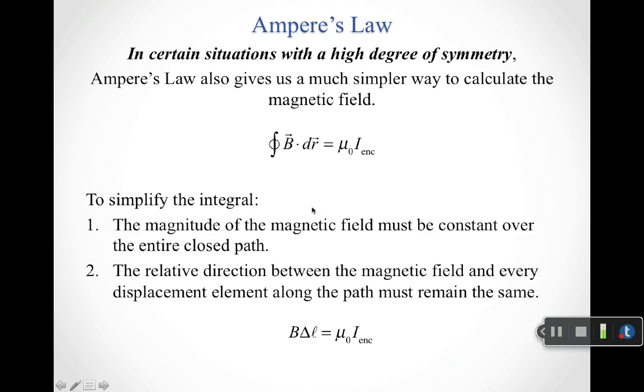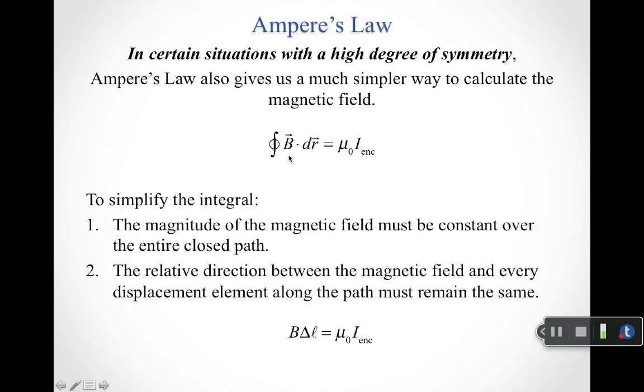Now, in the same way that with Gauss's law we said it's very useful when we have high degrees of symmetry to calculate the electric field, Ampere's law is useful when we have high degrees of symmetry to calculate the magnetic field. So again, what we're looking for are ways to simplify this integral. I notice I've got a field that I need to be constant and a dot product that I need to stay constant. So to simplify this integral, two things have to be true.